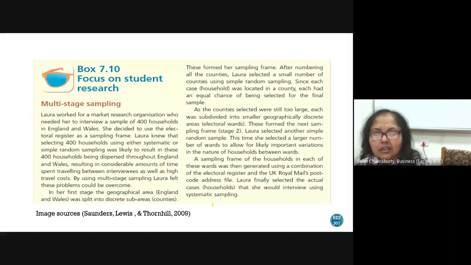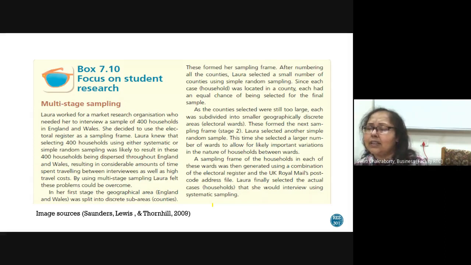In the first stage, the geographical area, that is England and Wales, was split into discrete sub-areas, counties. These formed her sampling frame. Then after numbering all the counties, she selected a number of counties using simple random sampling. Since each case or household was located in a county, each had an equal chance of being selected for the final sample. As the counties selected were still too large, what happened? Each of these counties was subdivided into smaller, geographically discrete areas, electoral wards. This formed the second sampling frame for Laura.